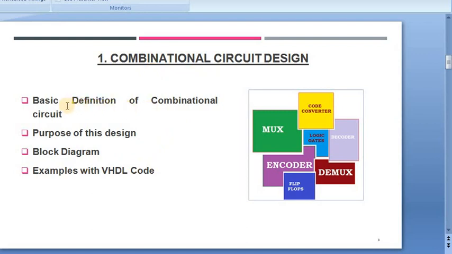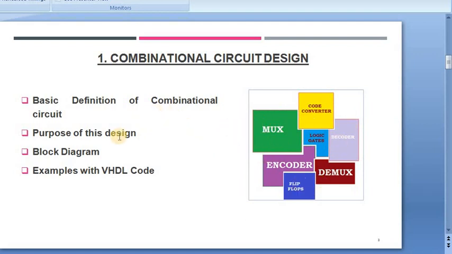And we start with our main topic, combinational circuit design. Now the first question that comes to our mind is, what is a combinational circuit? The definition says that it is a circuit made up of different gates, or we can say that it is a logical circuit where different gates are combined.